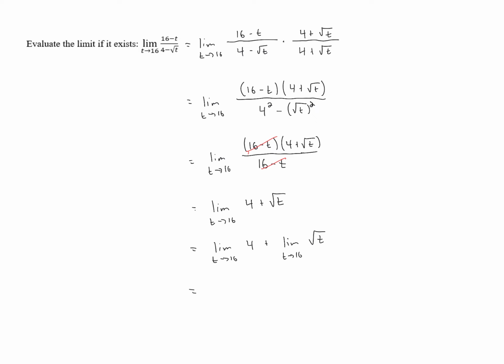The limit of a constant is itself. So that one is going to be 4. And then we move that other limit inside the radical. And then we can use direct substitution. The limit of t as t approaches 16 is 16. So we've got 4 plus the square root of 16, which is 4 plus 4, which is equal to 8. So in the end of all of that, the limit is equal to 8.